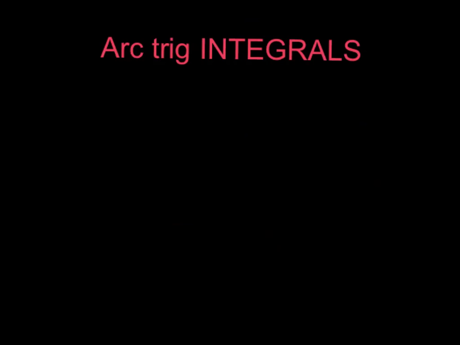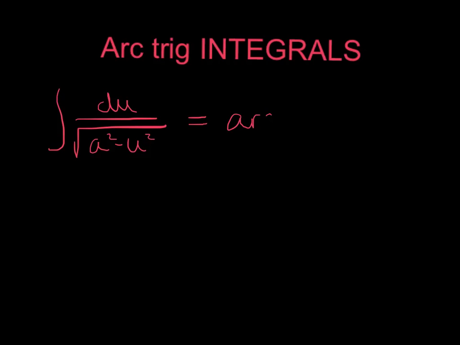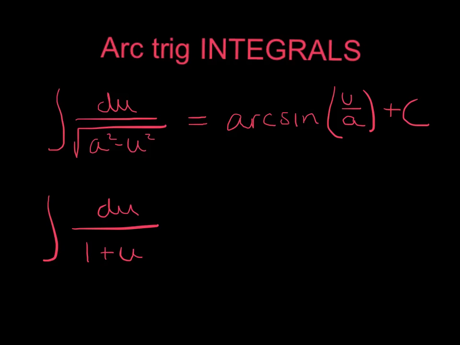Now, the arc trig integrals are a little more exciting. So let me recall what you're supposed to get these to look like. You want the integral of du over the square root of a squared minus u squared. Notice I'm not using 1. A squared minus u squared. And this is equivalent to arc sine of u over a plus c. And the other bear I'm looking for is du over 1 plus u squared. And this is equivalent to 1 over a arctan of u over a plus c.